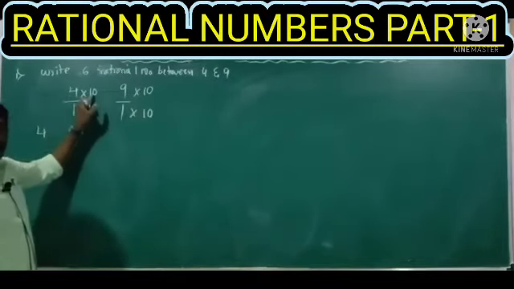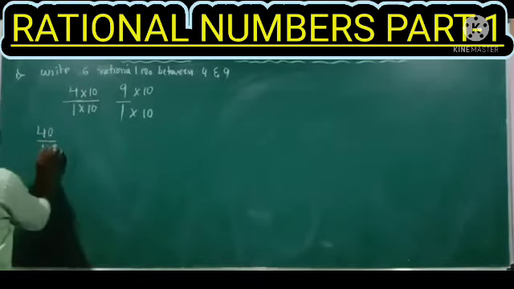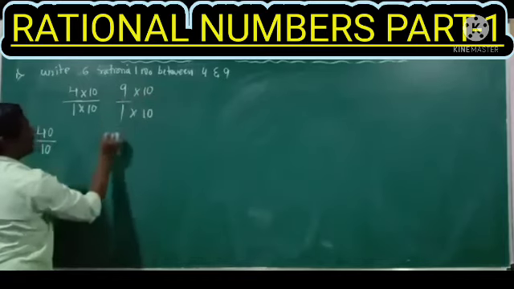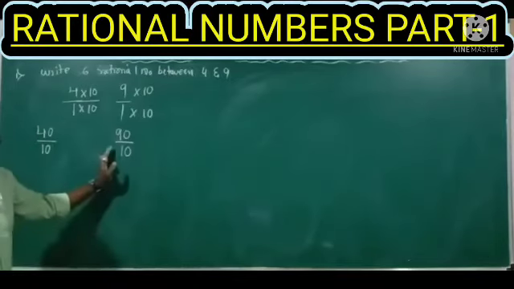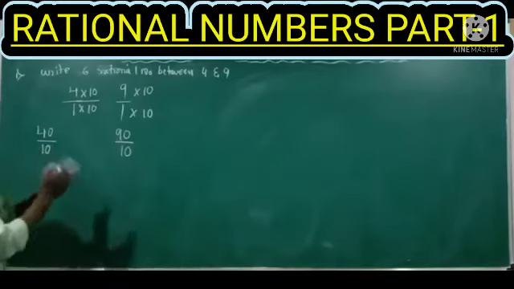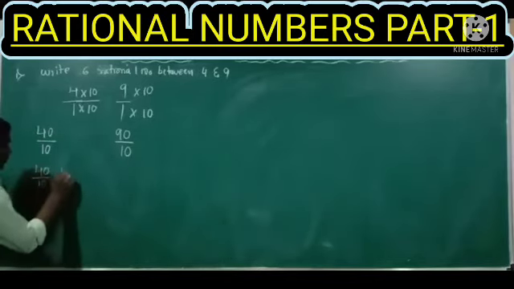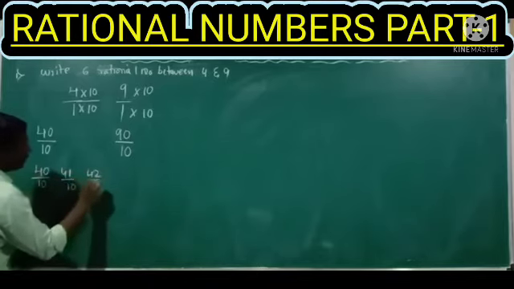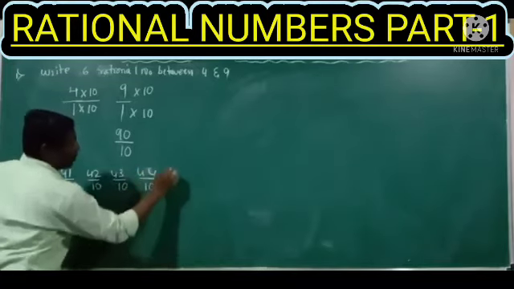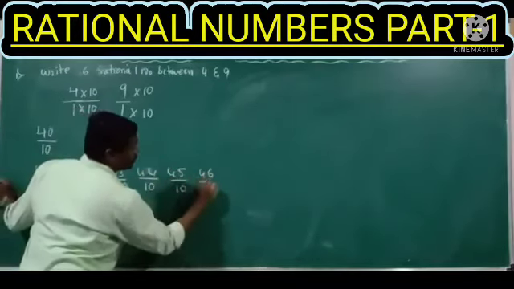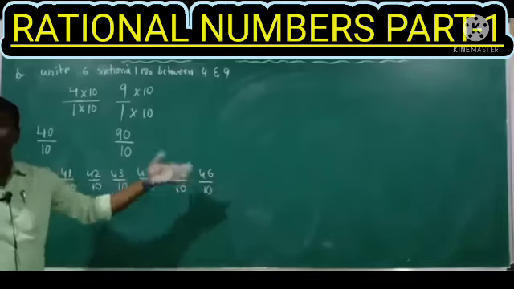After multiplying 10 for these two fractions, what am I getting now? 4 tens are 40 divided by 10. 9 tens are 90 divided by 10. Now these are the two rational numbers. Now write the rational numbers existing between 40 by 10 and 90 by 10. 40 by 10, 41 by 10, 42 by 10, 43 by 10, 44 by 10, 45 by 10, 46 by 10. Like this, we can write infinite number of rational numbers.